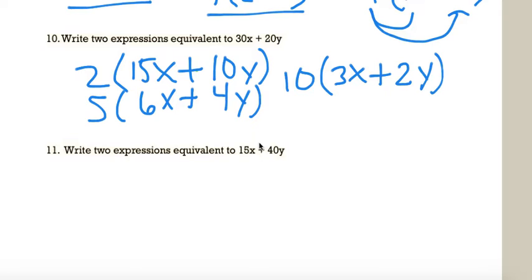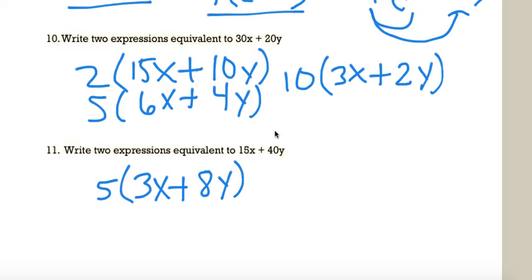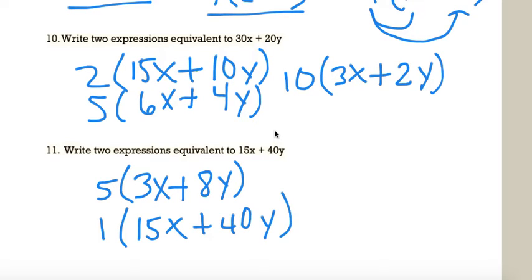Okay, now let's think about a common factor they both have. The first one that comes to mind is 5. So I'm going to pull out 5. 5 goes into 15 3 times, so you have 3x, and 5 goes into 40 8 times, so you have 8y. The only other one that can go into both of them would be 1, which is kind of strange to use, but that's the only other one we can do. So we're going to pull out 1. 1 goes into 15 15 times, so we have 15x, and 1 goes into 40 40 times, so we have 40y. And that's the only other one you can do.